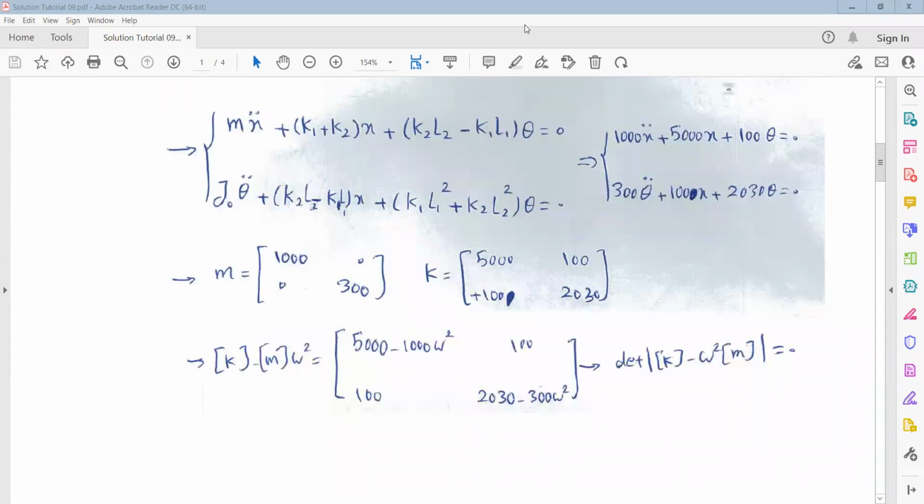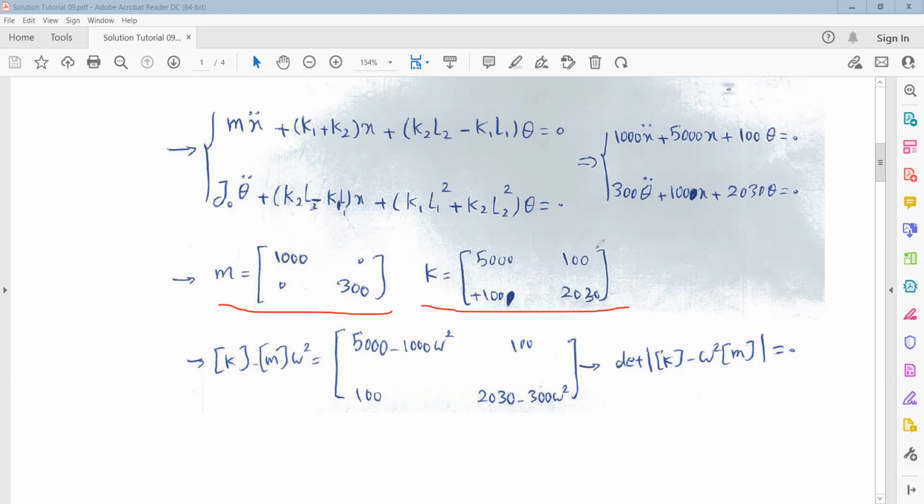Here you can see the next step, we substitute the numerical values. In the first equation, we have x double dot, x and theta. In the second equation, we have theta double dot, x and theta. So in this system, according to this coordinate system, we have static or elastic coupling, but we don't have dynamic coupling. So we can substitute the numerical values and finally extract the matrices M and K, the mass matrix and the stiffness matrix.